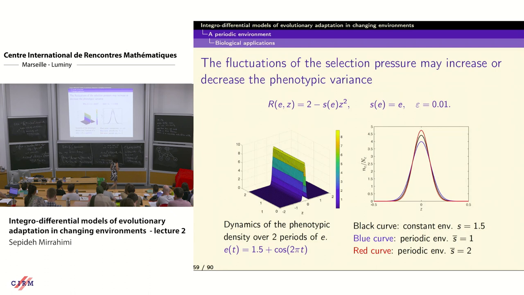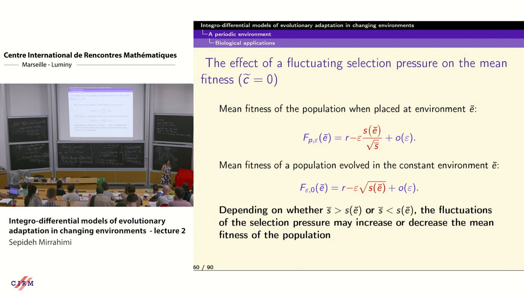But let me go to the case of mean fitness. So the mean fitness of the population, which has evolved in a periodic environment but has been placed at this environment E bar, is given by this formula. It is R minus epsilon S of E bar, the strength of selection at the state E bar, over square root of S bar, with S bar the average S. And now we have to compare this term with the mean fitness of the population evolved in the constant environment E bar, which is just minus epsilon square root of S of E bar.